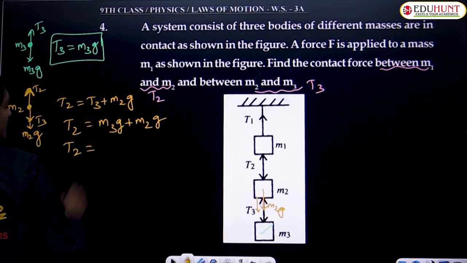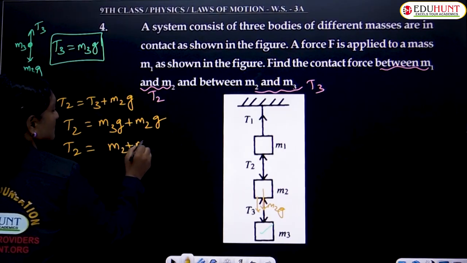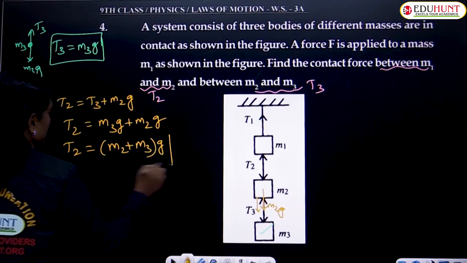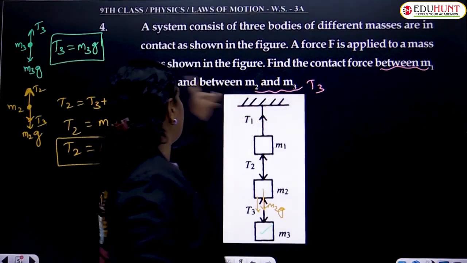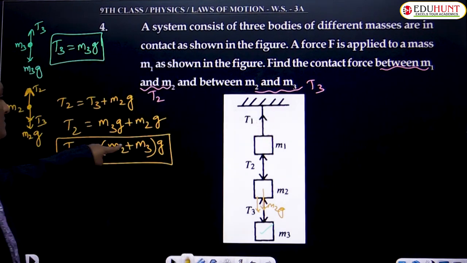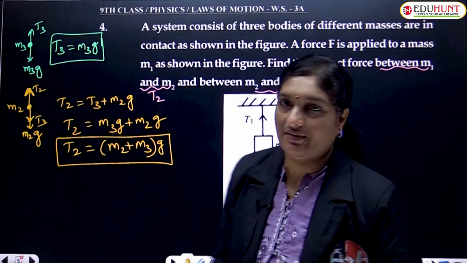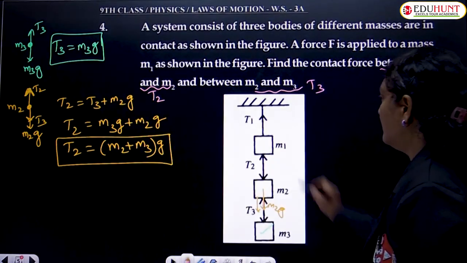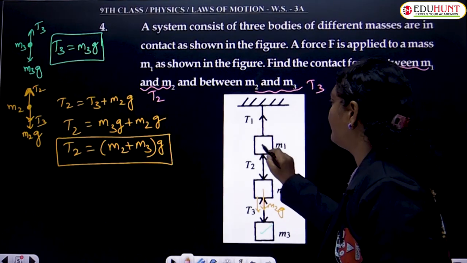Rearranging the terms, we can find the value of T2 as, take out G as common, then you are left with (M2 plus M3) into G. The value of tension is (M2 plus M3) into G. So these are the things you are asked to find out, T2 as well as T3. So T2 is found to be (M2 plus M3) into G, whereas T3 you found as M3G. Children, even though they haven't asked us, let us also try to find out the value of T1, for your understanding. So your answer is done, but let us try to find the value of T1 as well.